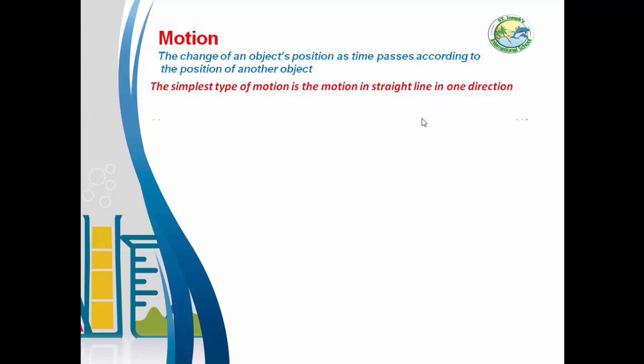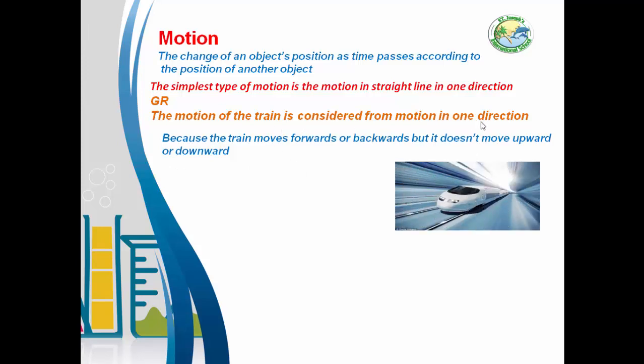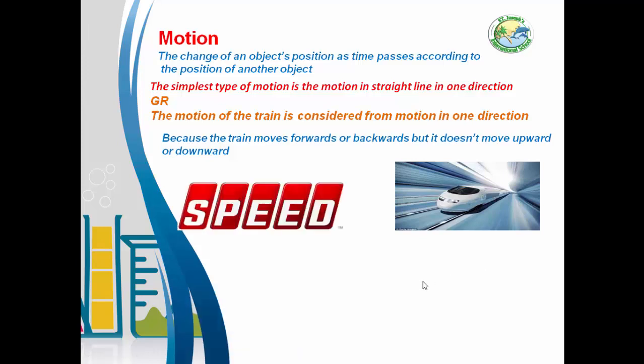We have a give reason question here. Give reason: the motion of the train is considered motion in one direction. Why? Because the train moves forward and backward, but it doesn't move upward or downward. Then we will move to the next part, which is the speed.